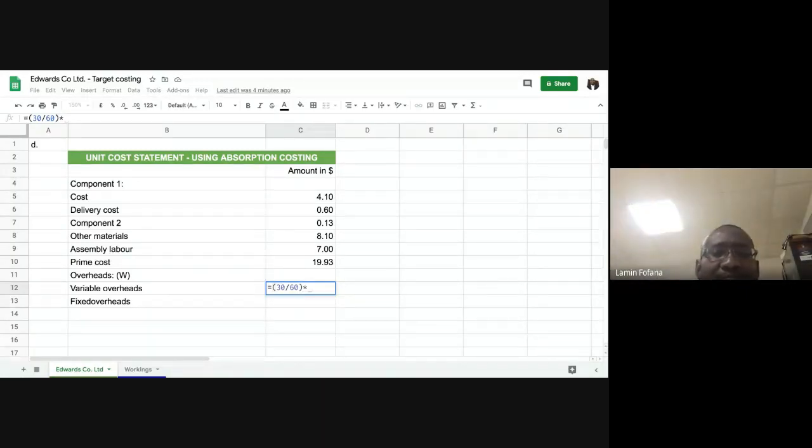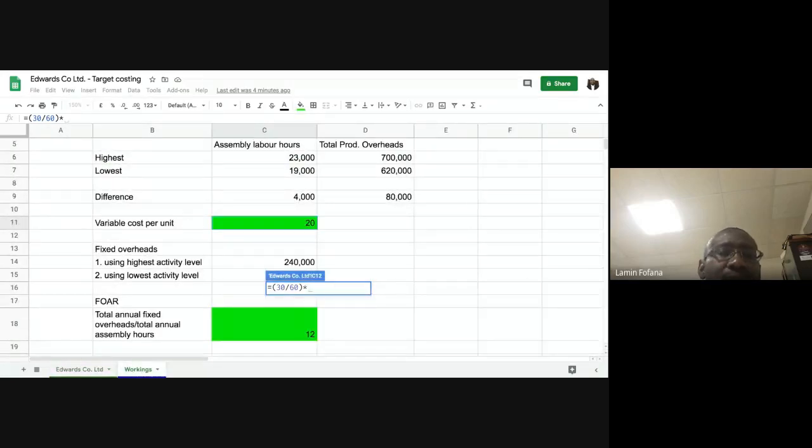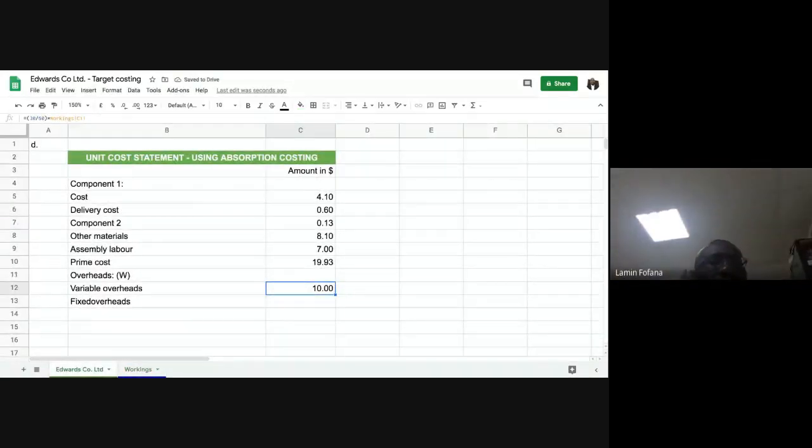Where is our variable overhead rate? Once you say equals 30 divided by 60, bracket closes, multiply by, then you click your workings, and go to the cell that has your rate. That cell is C11. So click on C11 and enter. Can you see? It says equals 30 over 60 multiplied by Workings exclamation mark C11. When you have a word and an exclamation mark after it, it is the name of the sheet. So C11 of that sheet, which is the workings sheet. Is this clear?